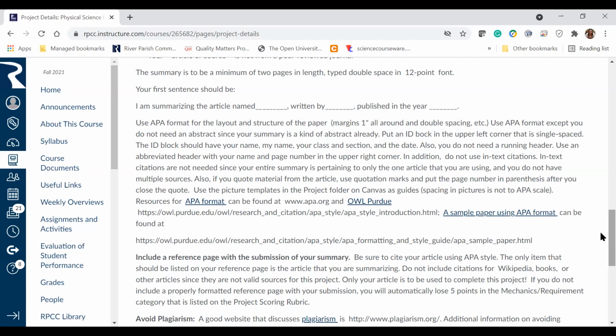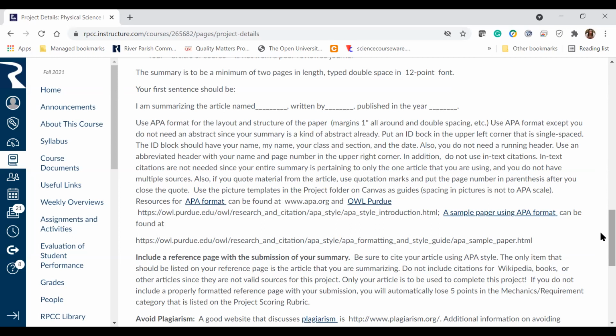Now, there are certain things that are APA format that you don't have to do. Okay, the margins and the spacing you do have to do, but you do not need an abstract. If you look at sample papers in those websites that I provided you dealing with APA, you'll see that those documents or those writings have abstracts. Well, you're not doing a thesis or a dissertation or even a full research paper. All you're doing is a short 2-page summary. So you don't need an abstract.